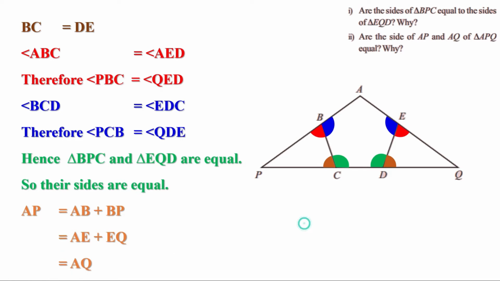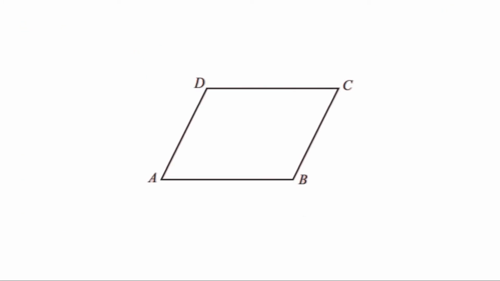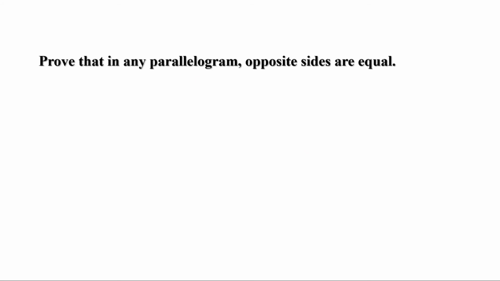Now let us apply what we have learned in the last video. This is a parallelogram. We know the opposite sides of a parallelogram are parallel. The opposite sides of a parallelogram are equal also. Let us prove it. Prove that in any parallelogram opposite sides are equal. First of all, let us draw a figure. Here we have to prove that in any parallelogram opposite sides are equal.